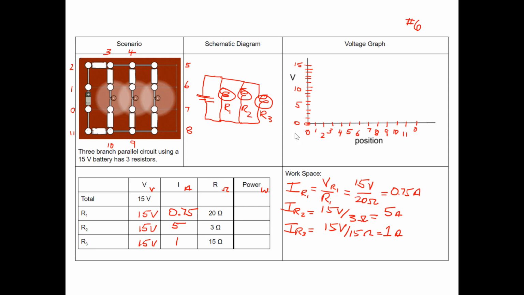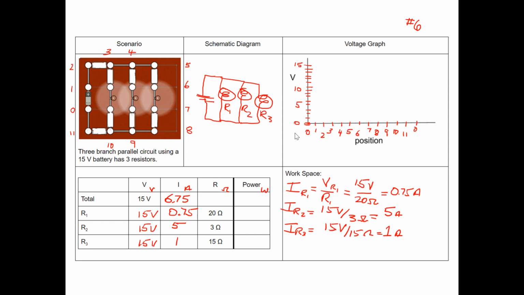In a parallel circuit, the battery supplies voltage for all of these. And Kirchhoff's law, remember, says whatever arrives at one point has to leave that point. So I have 1 plus 5 plus 0.75. I add this up, I get 6.75 amps for the entire circuit.